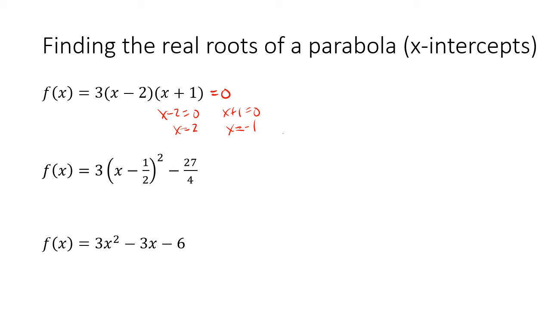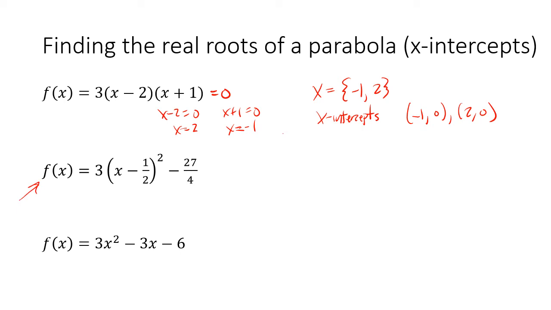So my solutions here, well, it depends how you want to write this, right? The solutions are that x is equal to negative 1 and 2. Or the x-intercepts themselves, that's asking you to provide a point, and those points would be (-1, 0) and (2, 0). All right, what about this one?